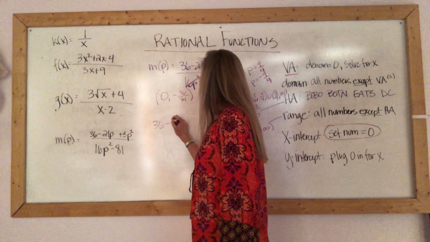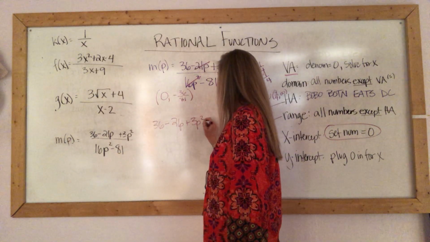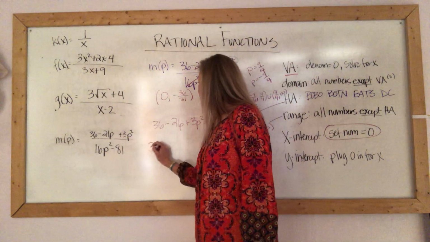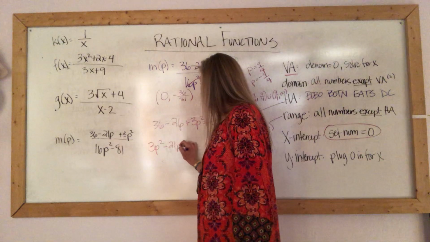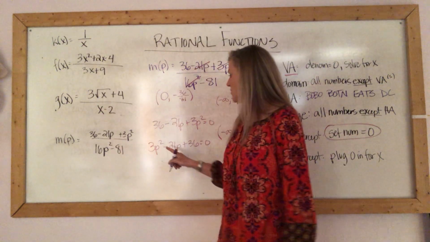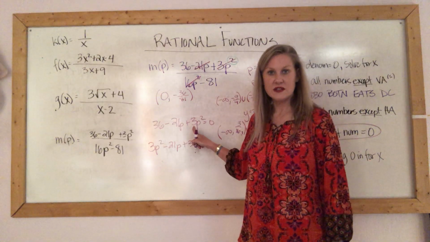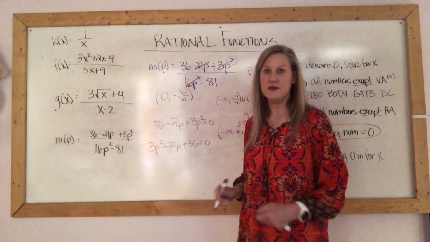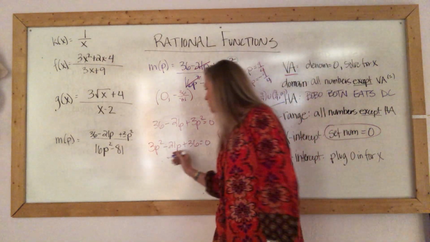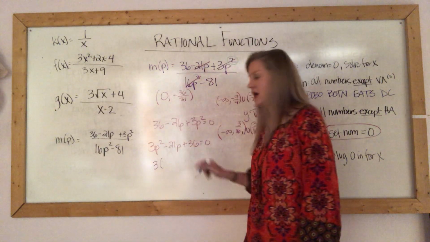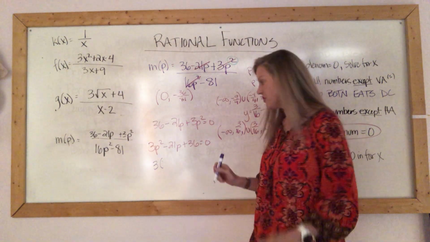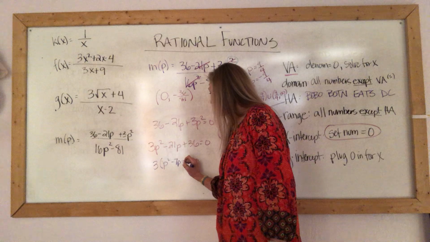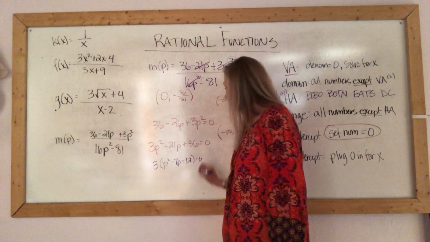So I have 36 minus 21p plus 3p squared equals 0. That's probably going to factor. I'm going to rewrite it so that my leading term is in the front, because it makes me slightly insane to try to factor it when the leading term isn't where it's supposed to be. So I want this to be in descending order. And I could factor out a 3. All of my terms can be divided by 3, which leaves me p squared minus 7p plus 12.